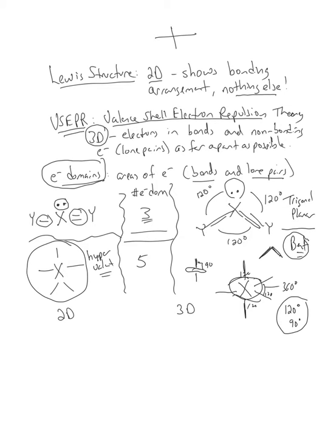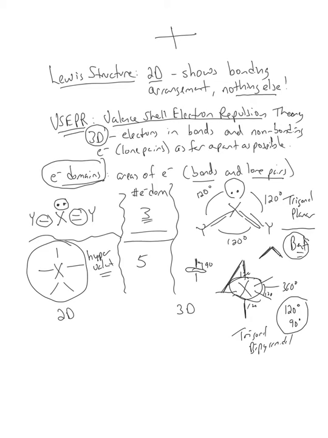Okay, so when we have 5 electron domains, we're going to have 3 in the disk, and then 1 above the disk and 1 below the disk, making a 90 degree angle to the other 3 that form 120 degrees all the way around. Now, the name of that shape is trigonal bipyramidal. Okay, trigonal bipyramidal. In essence, we're forming 2 triangular pyramids.